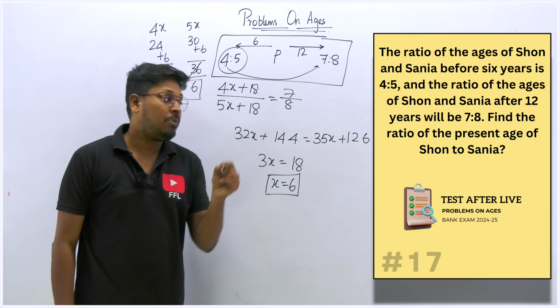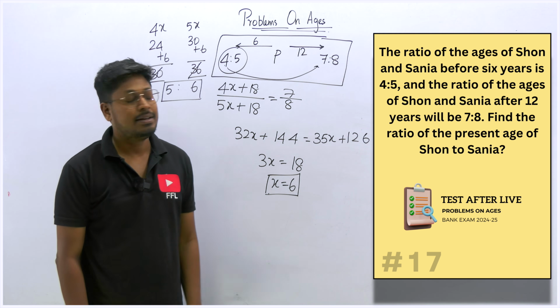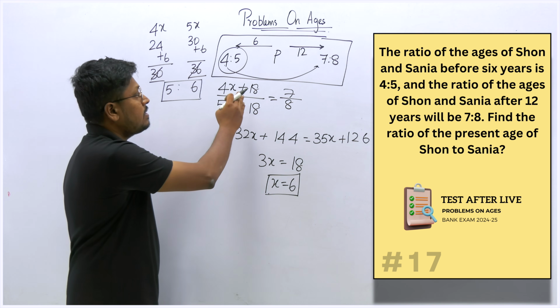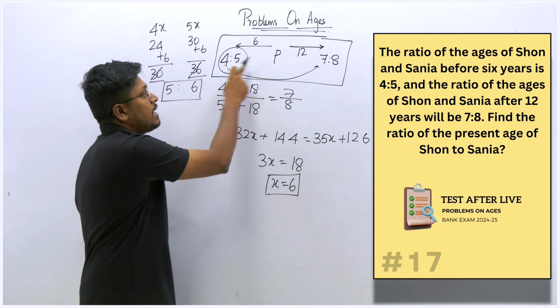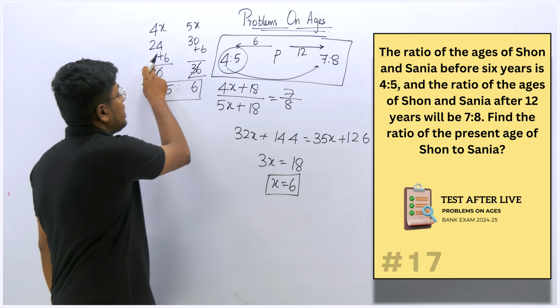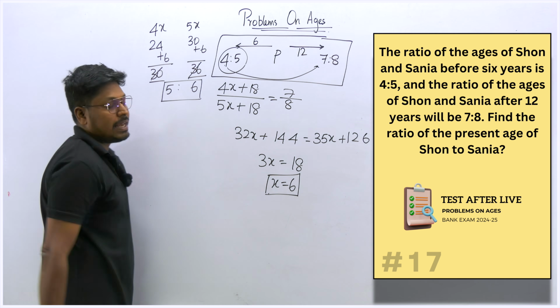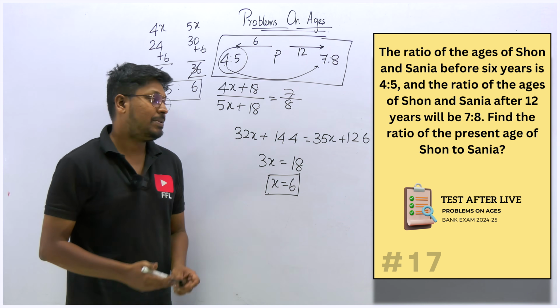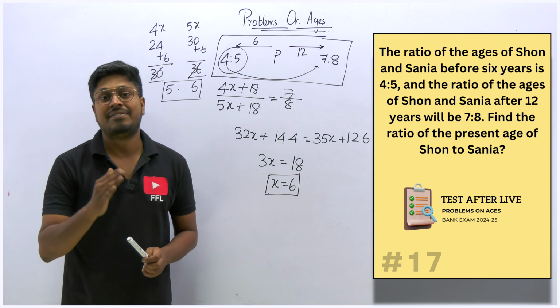After that you have to check what value exactly they are asking, right? So here they have asked about the present age. So from this point to the present age, after finding the age, we have to add 6 to both the persons. So that's the reason I have added 6, and then the present age is 5:6. So this will be the answer for question number 17.